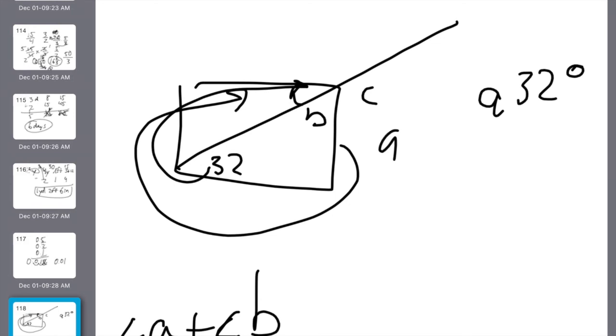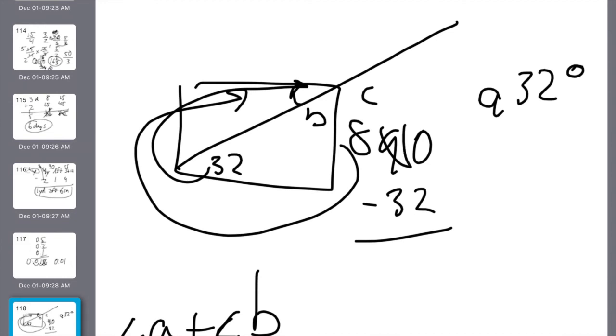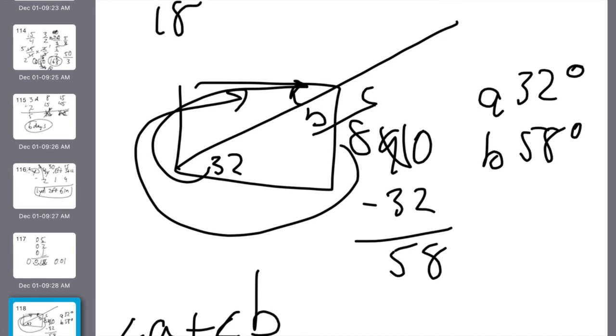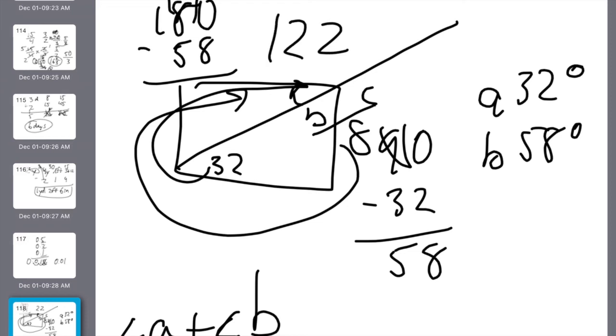Okay, B, how do I find B? It's complementary, which means it adds up to 90. So I take 90 minus what I know, 32, to get the other one. So cross that out, 8, 10, that gives me an 8, that gives me a 5. B is 58 degrees. BC are supplementary, which means they add up to 180. So I take my 180, I subtract it from what I know, and I get a, that's not enough room there. 10 minus 8 is 2, 7 minus 5 is 2, and 1 minus nothing is 1. So C is 122 degrees.